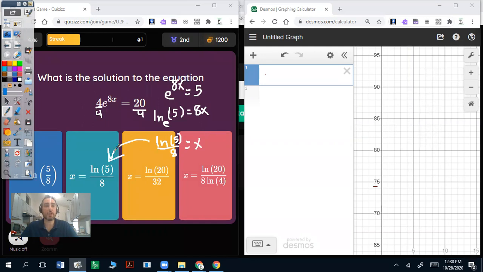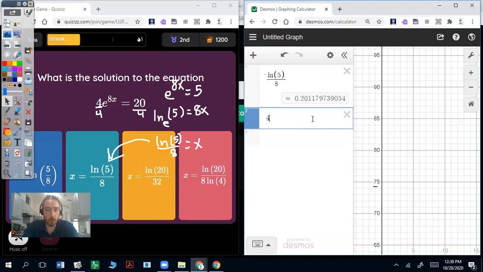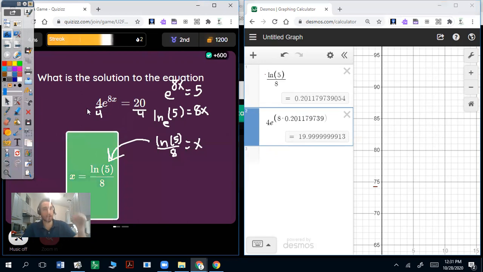Boom. We can check our answer in the graph. If you would like, you can say ln of 5 divided by 8, and we can say 4e raised to the 8 times, use parentheses, 8 times 0.201179739. As you can see, that's going to give you about 20, which is the answer. So yes, got it.